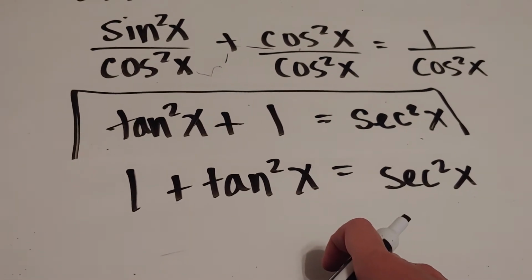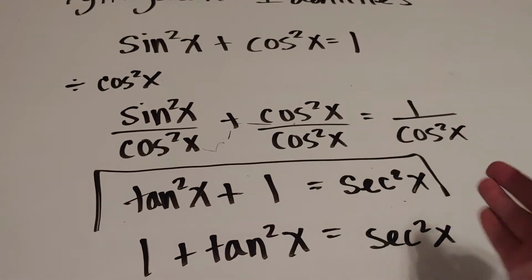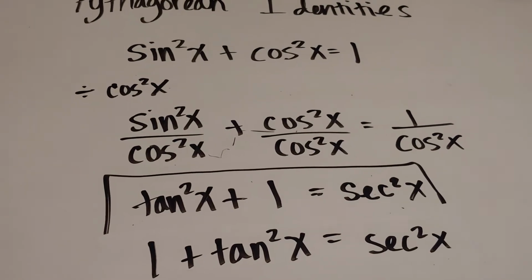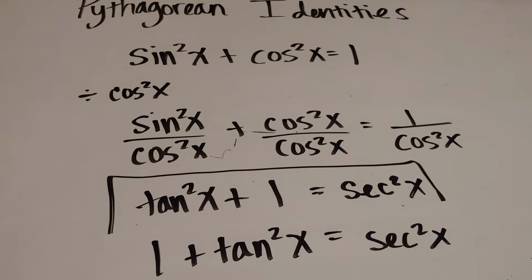For me, I just do sine squared plus cosine squared is 1. I divide by cosine squared, and I get this. So this is the same thing. So tan squared plus 1, or 1 plus tan squared equals secant squared. Okay. So that is the second identity.